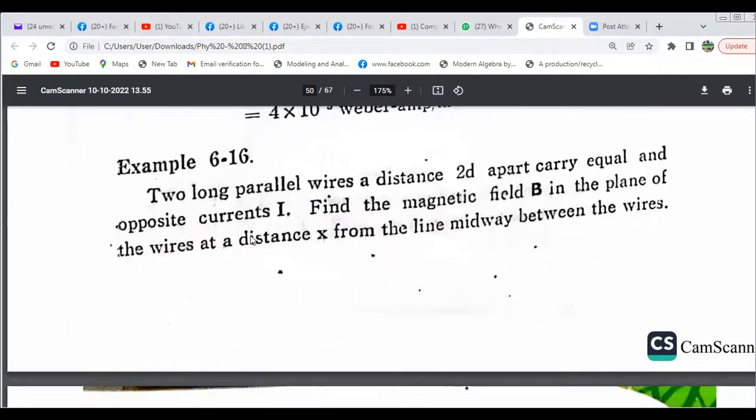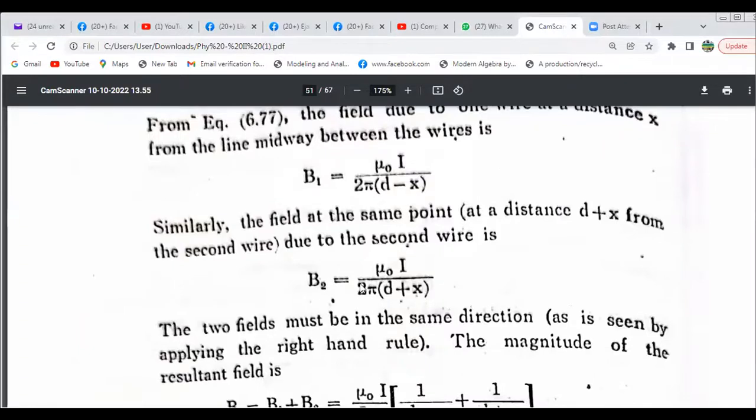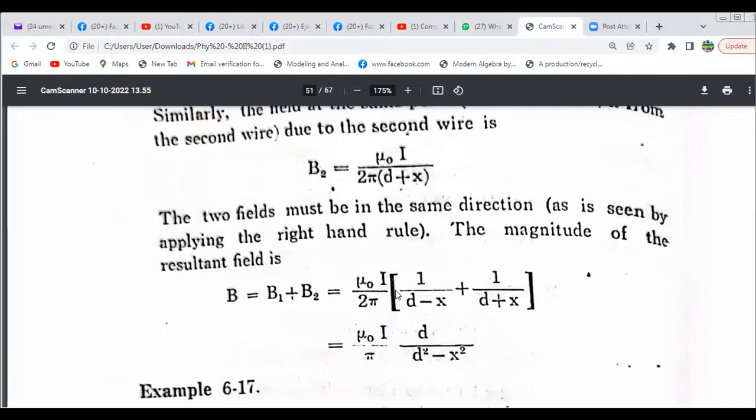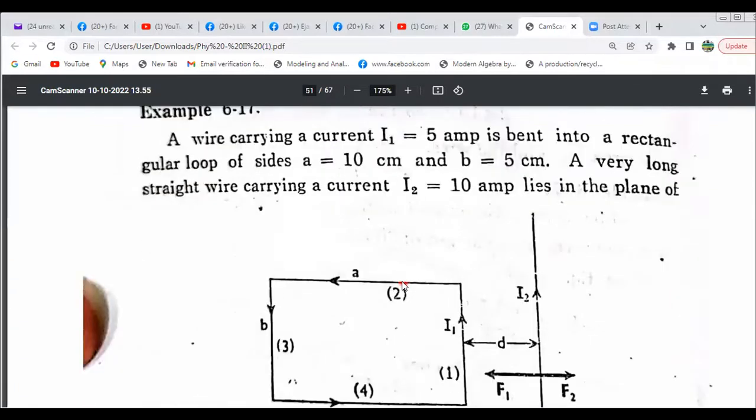Similarly, for two long parallel wires, distance 2d apart, carrying equal and opposite current I, find the magnetic field B in the plane of the wires at a distance x from the line midway between the wires. In that case, we can find the magnetic field for the first wire using the first application, mu naught I divided by 2 pi (d minus x). And for the second wire, the distance will be d plus x. So the total magnetic field will be B1 plus B2. We get the result.